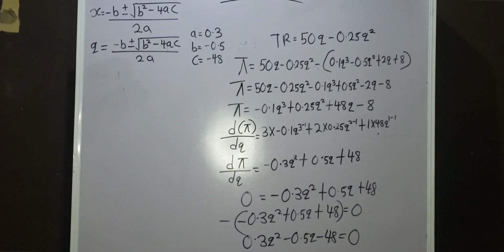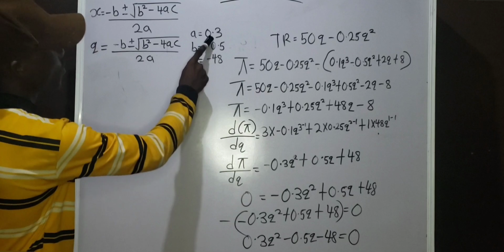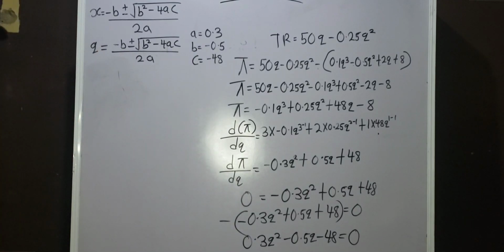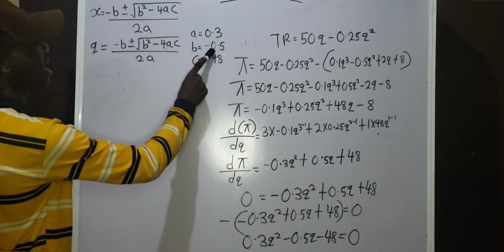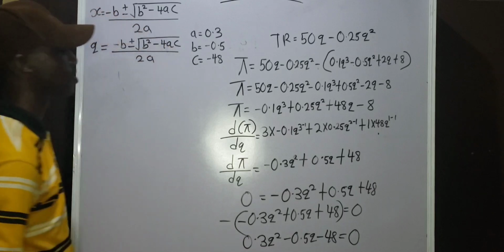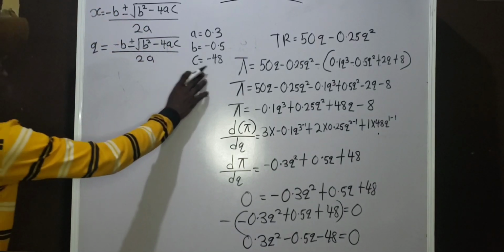You understand? So q is equal to minus b plus or minus square root of b squared minus 4ac all over 2a. Now, a is the coefficient of q squared, and the coefficient of q squared is what? 0.3. So a is 0.3, and b is the coefficient of q. The coefficient of q in this equation is negative 0.5. That is why I have negative 0.5. And c is the constant term. The constant there is negative 48. So that is why I have negative 48 here.